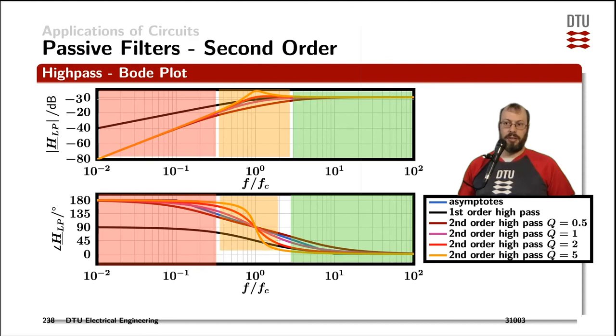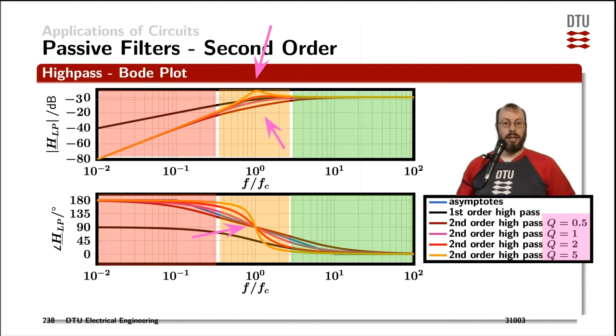The phase is turning from plus 180 degrees to zero, and the quality factor of the filter defines both the so-called overswing or underswing in the amplitude, as well as the behavior of the phase on how fast it's actually turning from the plus 180 degrees towards zero.